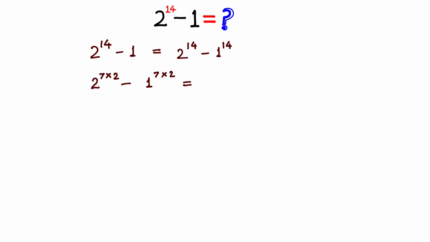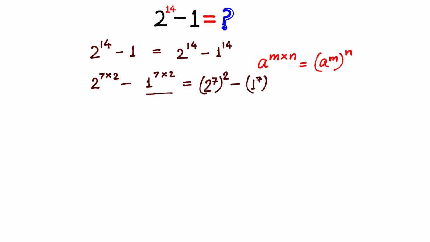Now apply this formula. A raised to the power m multiplied by n can be written as a raised to the power m then whole raised to the power n. Similarly, what we are going to use here is 2 raised to the power 7 whole raised to the power 2 minus this term 1 raised to the power 7 whole raised to the power 2.